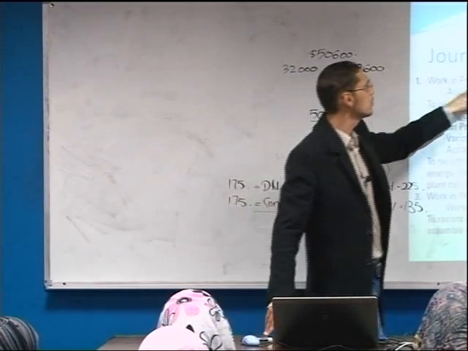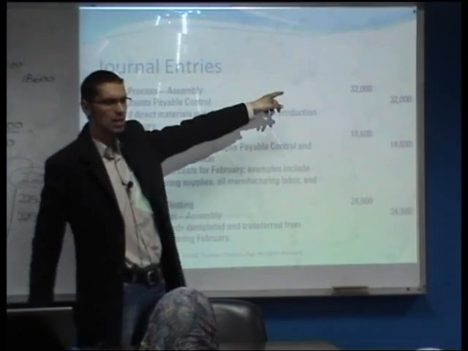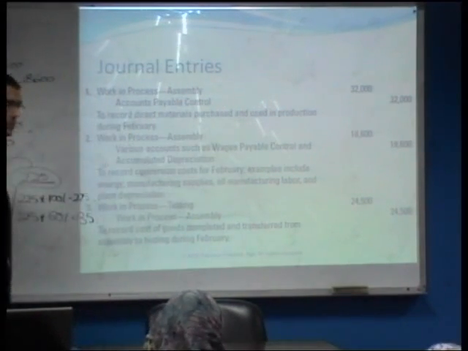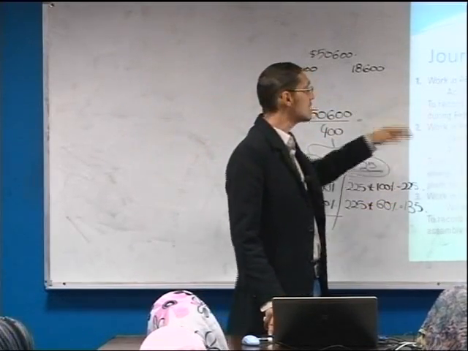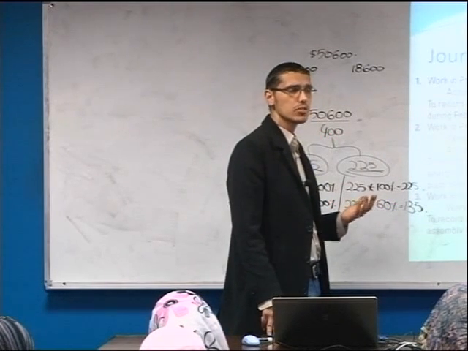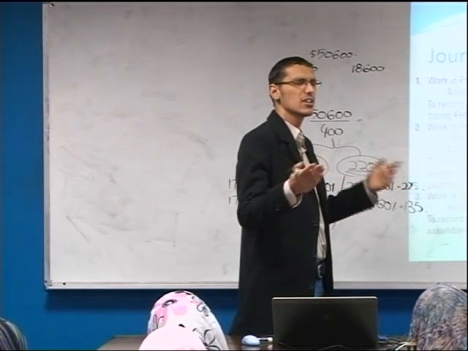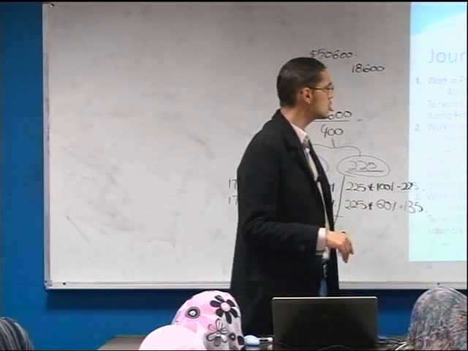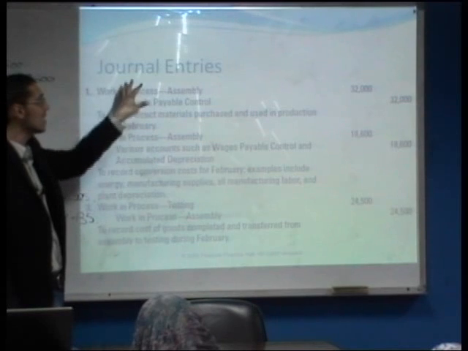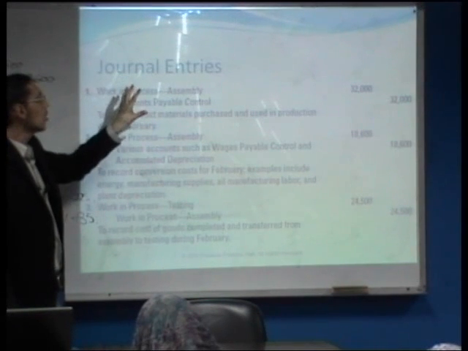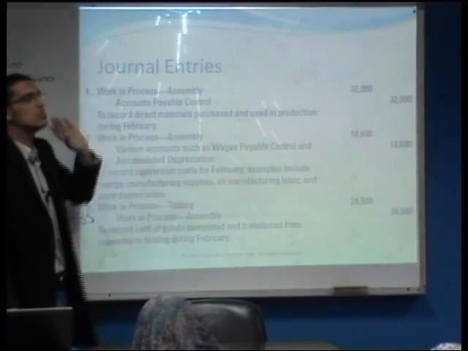Of course, as we can see here, work in process would be debited and the accounts payable control would be credited by the amount of 32,000, which are the costs of direct materials that were used within February for the assembly department. The second would be the recognition of the conversion costs, or the costs that were incurred for the direct labor and the indirect costs. Therefore, as we can see here, the work in process assembly, the same account as journal entry number 1, would be debited, and of course various accounts would be credited.